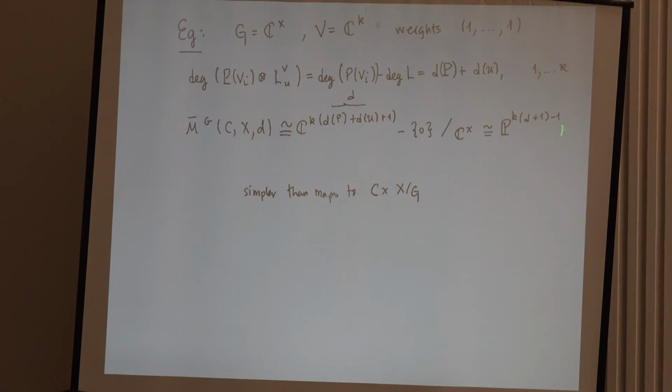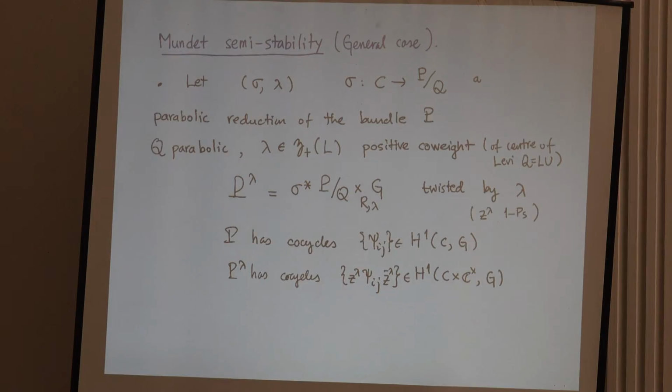So this is a lot easier to define than, for instance, stable maps that go from a curve into a projective space. So this is a lot simpler, this type of spaces. And so that's the idea. You are replacing maps that go into the quotient, the GIT quotient, by this type of maps, but these are simpler in some sense. So this is the advantage.